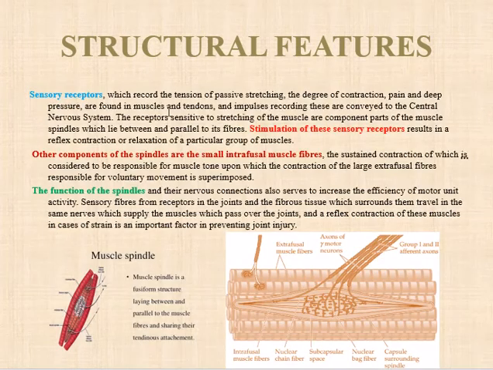Sensory receptors, which record the tension of the passive stretching, the degree of the contraction, pain and deep pressure in the muscles and tendon, and impulses recording these are conveyed to the central nervous system. Receptors sensitive to stretching of the muscles are a component part of the muscle spindles, which lie between and parallel to its fibers. Stimulation of these sensory receptors results in reflex contraction or relaxation of a particular group of the muscles.